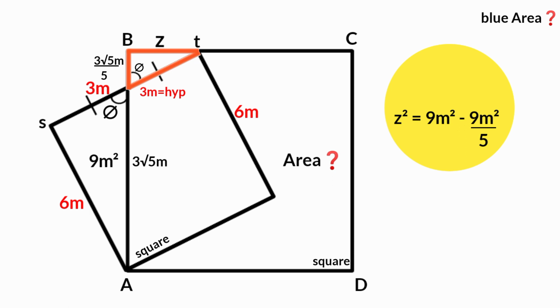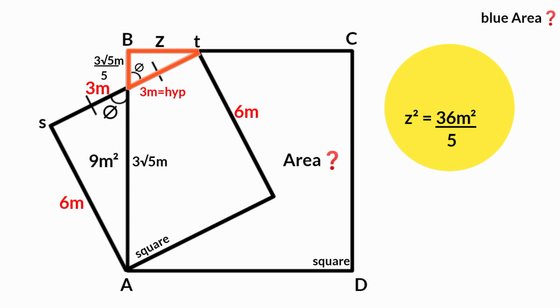9 meters squared minus 9 meters squared over 5, if you simplify, is 9 meters squared times 5 minus 9 meters squared over 5. 9 meters squared times 5 is 45 meters squared. And 45 meters squared minus 9 meters squared is 36 meters squared. So z squared equals 36 meters squared over 5.